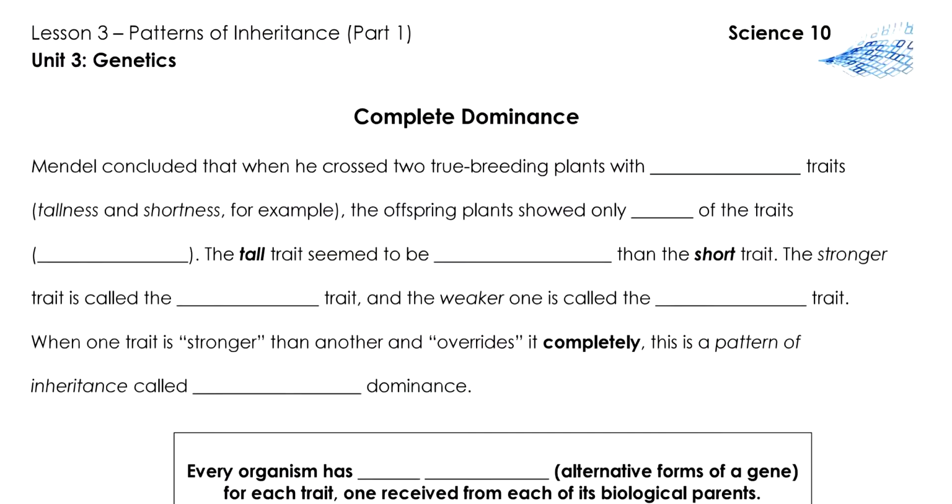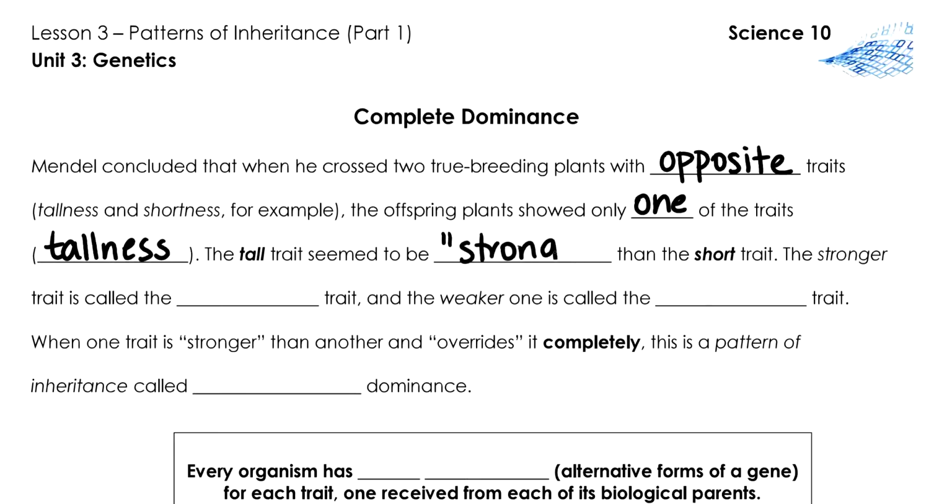Okay, so back to the tall and short pea plant. Mendel concluded that when he crossed two true breeding plants with opposite traits, like one true breeding tall plant and one true breeding short plant, the offspring plants only showed one of those traits, such as tallness. So he said, okay, the tall trait seems to be stronger than the short trait. And we have an official word for this in genetics, which is dominant. The stronger trait is called the dominant trait, and the weaker one is called the recessive trait.